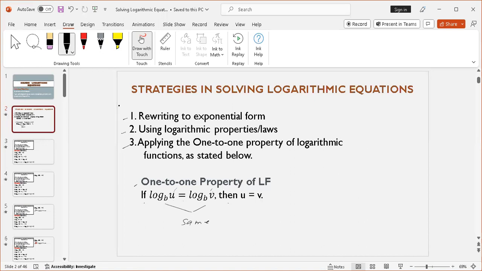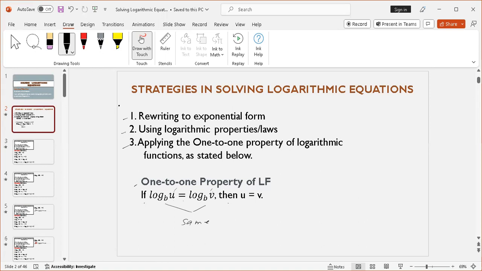So these are the strategies in solving logarithmic equations. First is rewriting to exponential form. So if you are given a logarithmic equation, pwede nyo siyang i-rewrite to its equivalent form in exponential. Number 2 strategy, using the basic properties and laws of logarithms. And number 3, applying the one-to-one property of logarithmic functions.